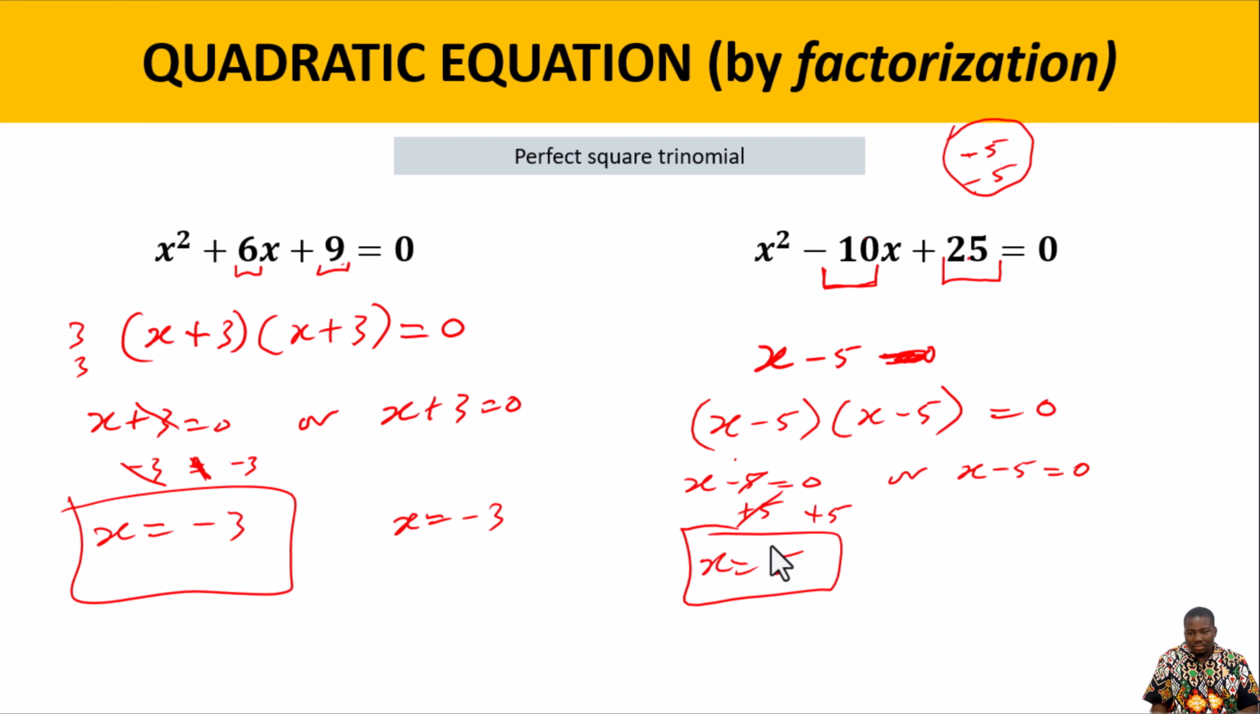So that's that. Although there are more complex quadratic equations that we solve using factorization, because it's called completing the square, but completing the square is also a form of factorization. So we solve using completing the square, right? So we are going to take a look at that.